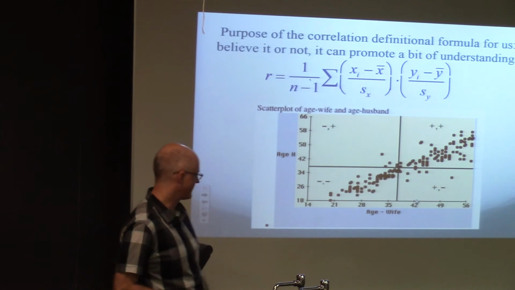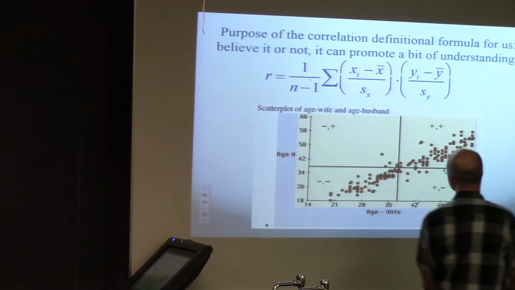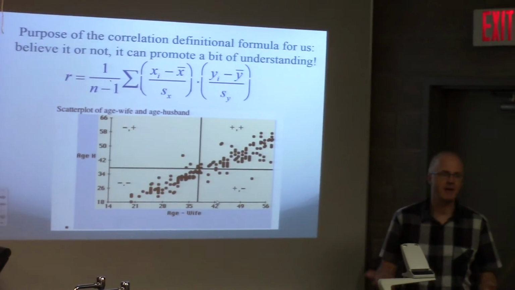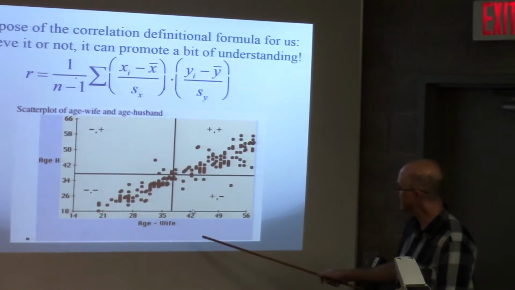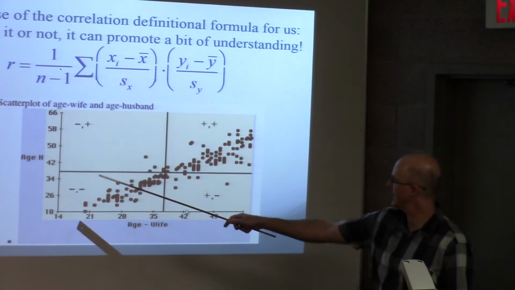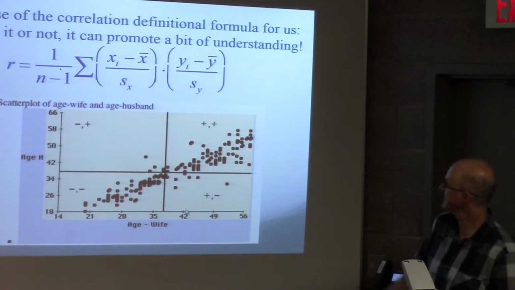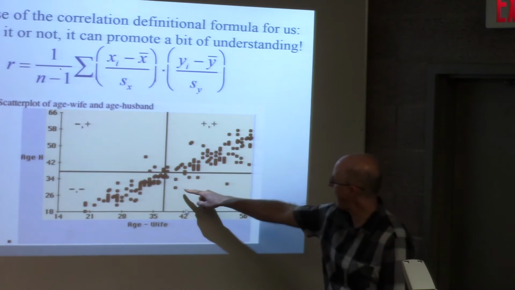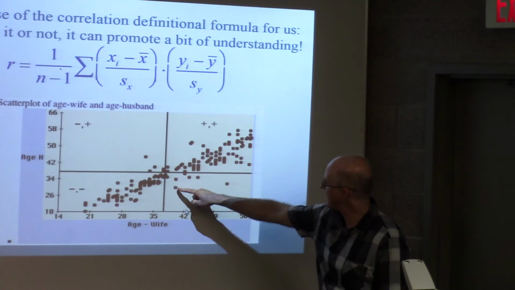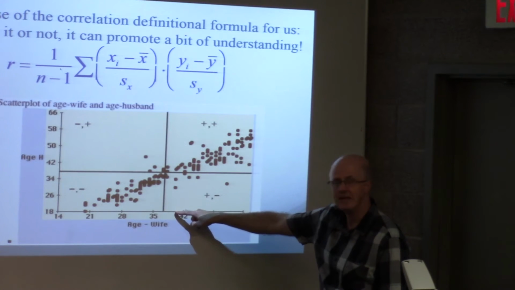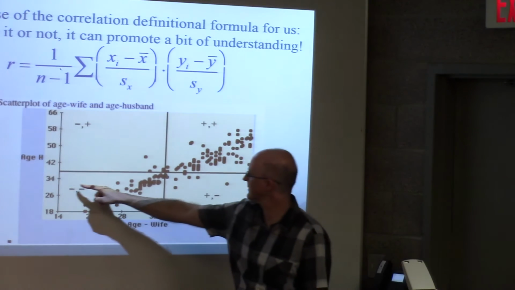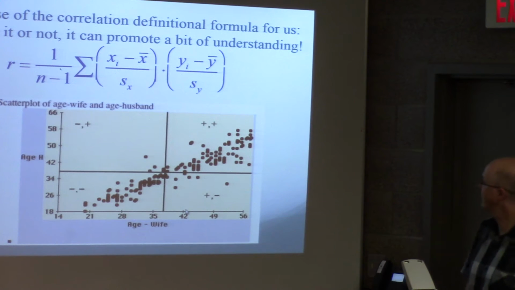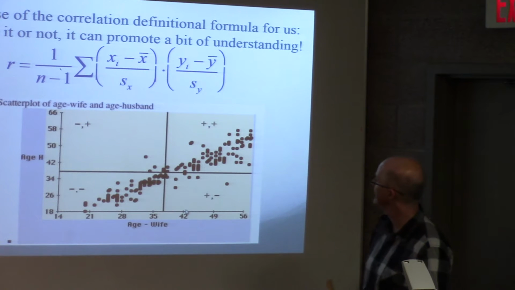And I found a nice picture to illustrate this. We're looking at a scatter plot of married couples where the age of the wife is on the horizontal axis and the age of the husband, H stands for husband, is on the vertical axis. Each point represents a married couple. For example, for that point, the age of the wife at the time of the survey looks like about 40, and the age of the husband was around 31 or something. There the wife was about 40 and the husband was about 31.